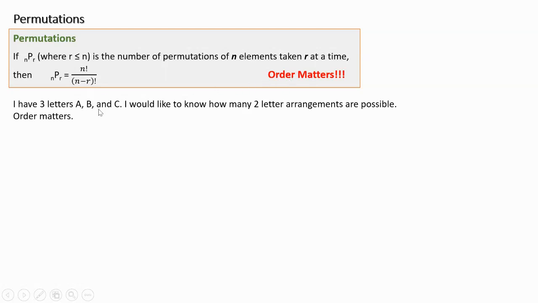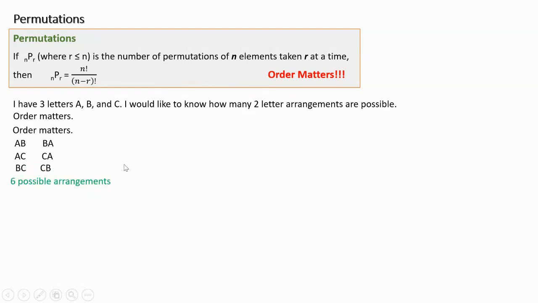So for example, I have 3 letters A, B, and C. I would like to know how many 2-letter arrangements are possible when order matters. So for example, we have AB and BA, right? These are 2 different orders because even though they have the same letters, the order matters. We have AC and CA. We have BC and CB. So the answer will be 6.